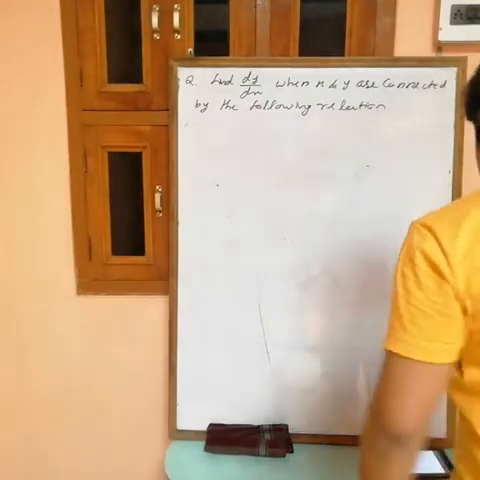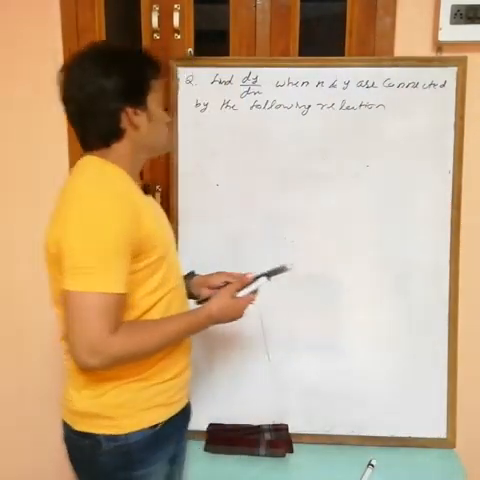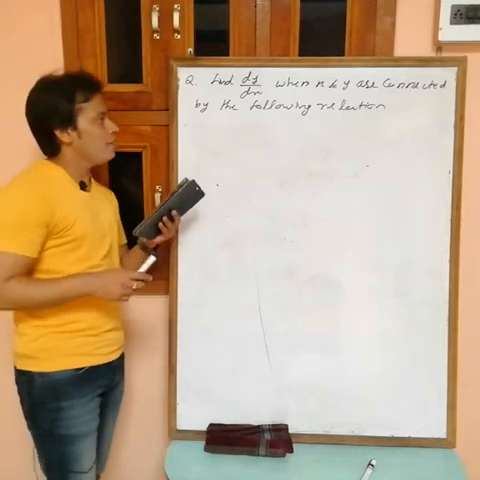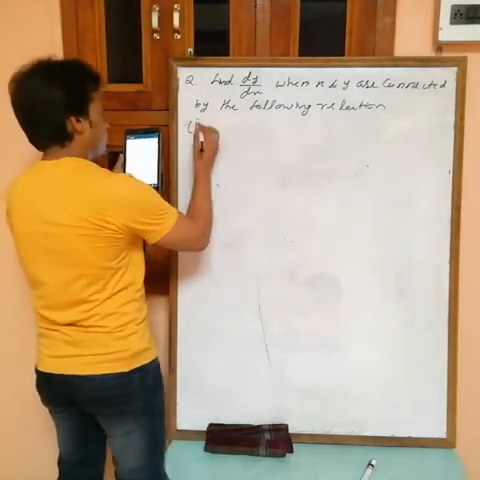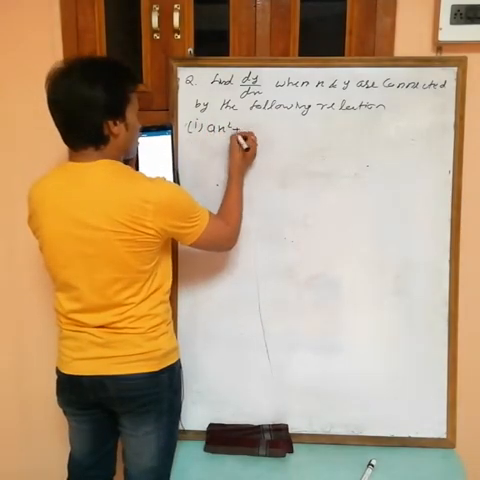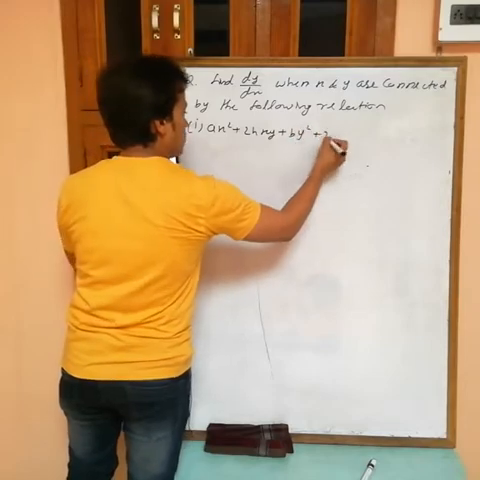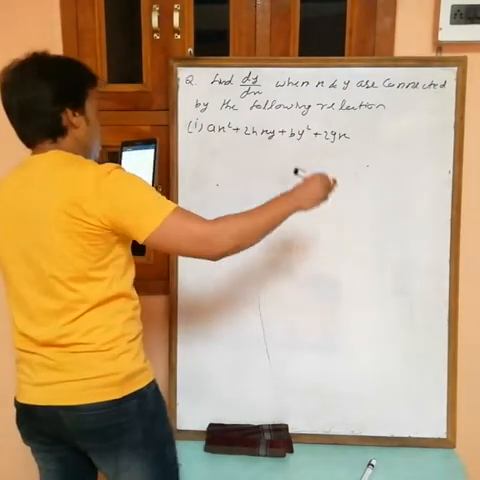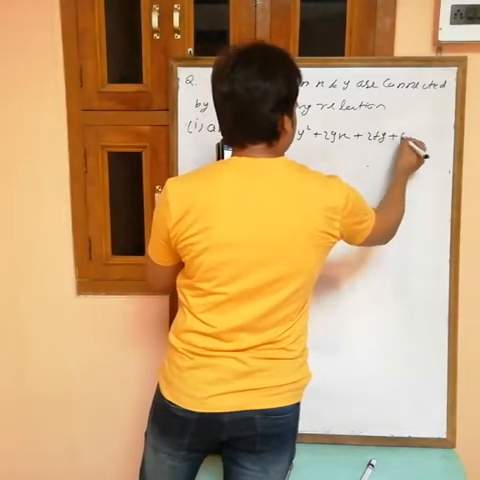Okay, so the current chapter is Method of Differentiation, MOD. Next question: find dy by dx when x and y are connected by the following relation. The first relation is given as ax square plus 2hxy plus by square plus 2gx plus 2fy plus c equals 0.